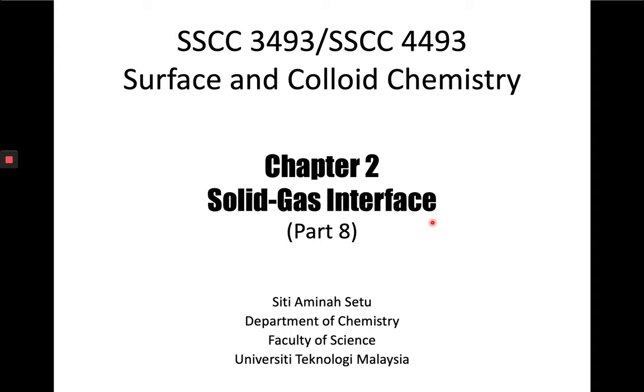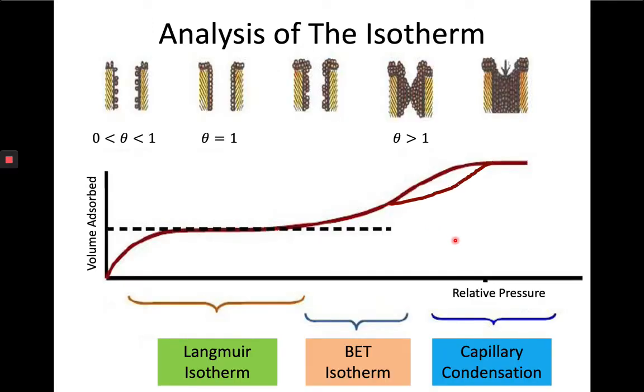Okay, in this video, I will explain the determination of solid surface area using BET and Langmuir methods. Okay, let's begin. In the previous video, I showed how the isotherm is obtained. From the shape of the isotherm itself, you may predict some characteristics of your solid sample. Besides that, there is other information we can obtain from the isotherm, which are the surface area and porosity.